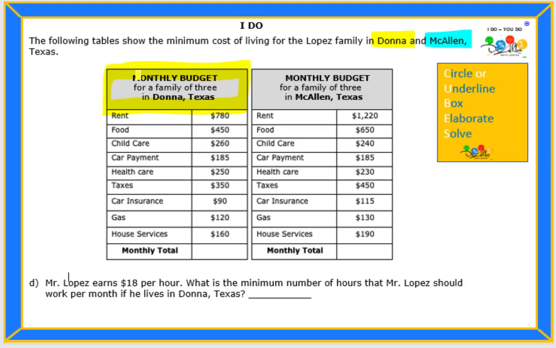shows what the living expenses for the Lopez family would be if they lived in Donna, Texas, and we went ahead and added all of those expenses, and we figured out that the total monthly budget in Donna would be $2,645. Then we did the same thing for McAllen, Texas. If the Lopez family lives in McAllen, Texas, the total for their expenses in a month would be $3,410.